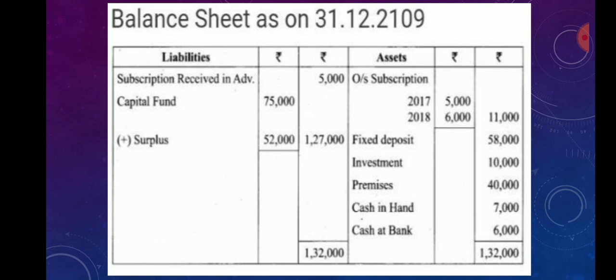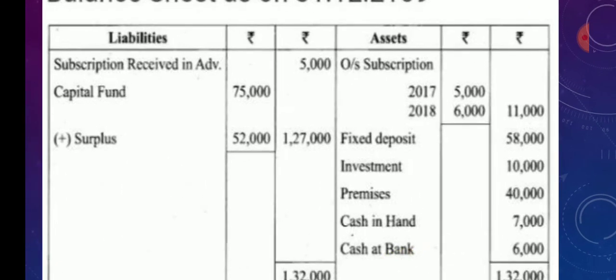Capital fund 75,000, add surplus 52,000. 75,000 plus 52,000, totally 1,27,000. And then subscription received in advance 5,000. Then asset side, outstanding subscription 2017 5,000 and 2018 6,000. 5,000 plus 6,000 is 11,000. Fixed deposit 58,000. Investment 10,000. Premises 40,000. Cash in hand 7,000.